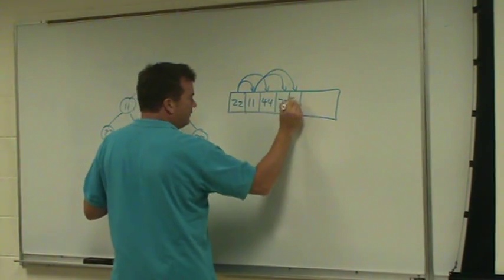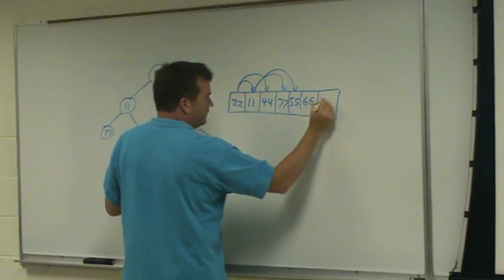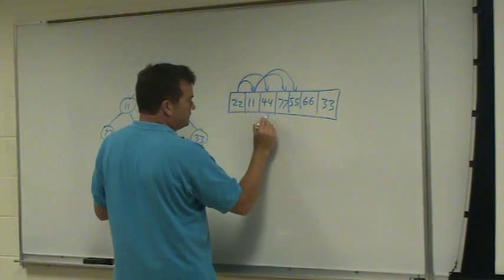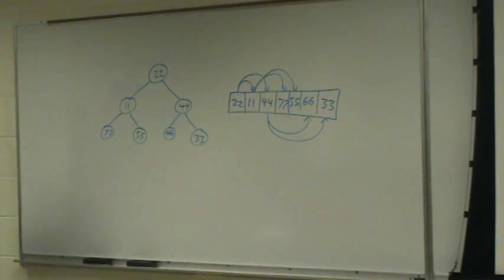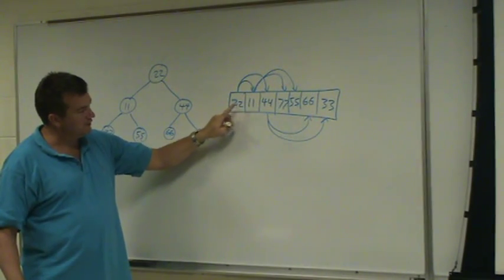77, 55, 66, 33. And this one's two children are on this one and this one. So we could kind of mathematically in our head just keep track of who the children are, right? We don't have to even create the nodes and say left child, right child. We could actually have an array and just know the first one's two children are the second and the third.